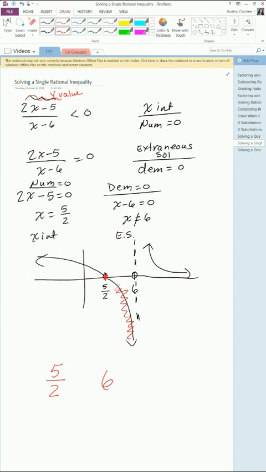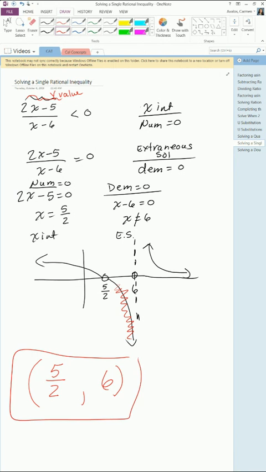And it's not including 6 because it's an open circle. It's not equal to, so if you look at it, that's really an open circle there. So that also is not included. So that's a parentheses. So the y values are negative between 5/2 and 6, and that is your answer.